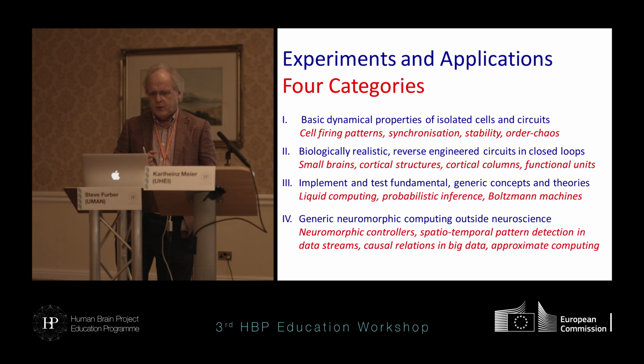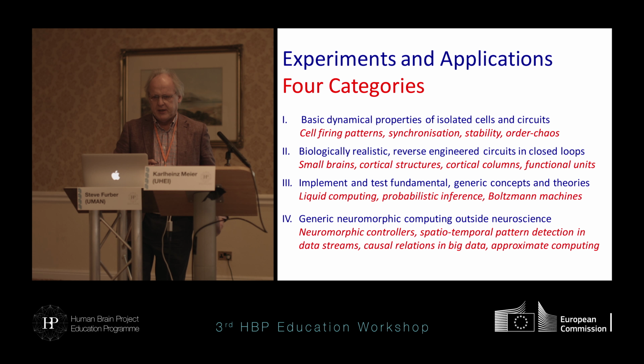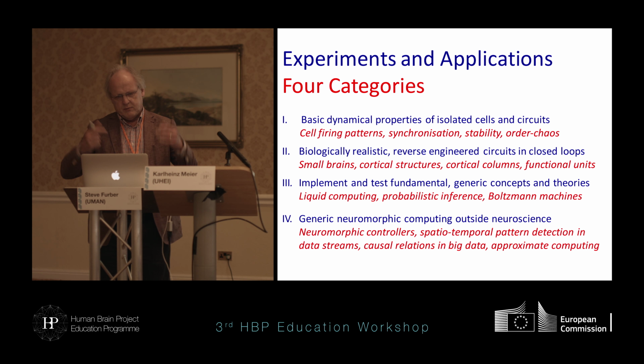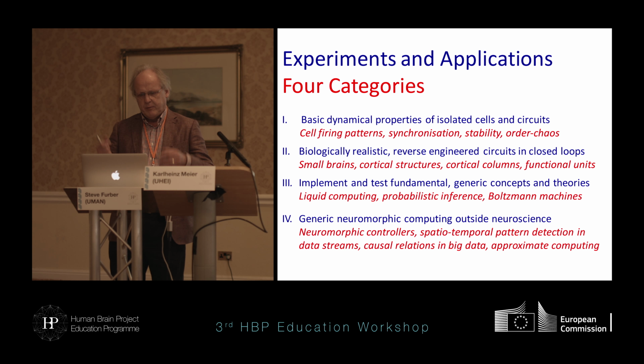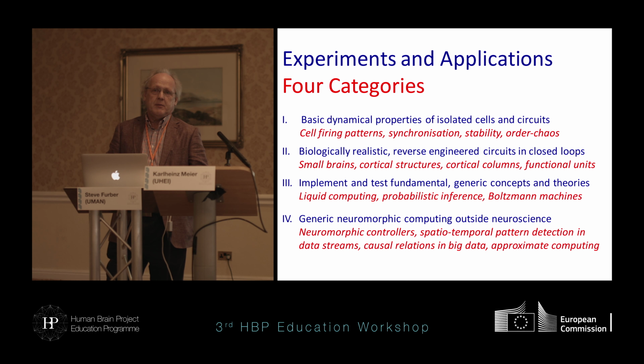What kind of things can you do with them? Well, there are four main categories of experiments and applications. You can look at properties of isolated cells, firing patterns, and so on. You can look at circuits, reverse engineered into some kind of closed loop form. You can build theories and implement networks to test them. And then you can build controllers for applications outside neuroscience.